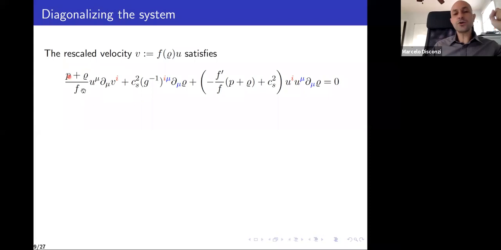And this term here is good because it involves this term u contracted with the partial derivative, up to some coefficient here. This is exactly the material derivative, which is what you want. So it's a multiple of the material derivative.